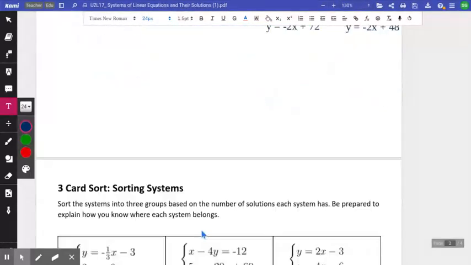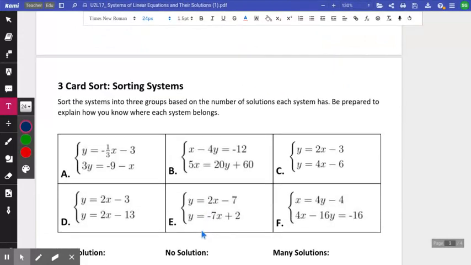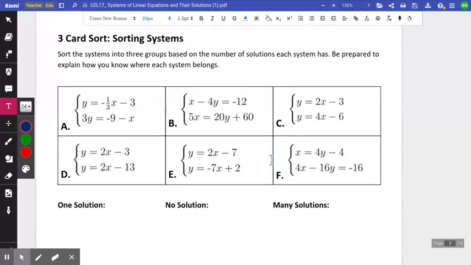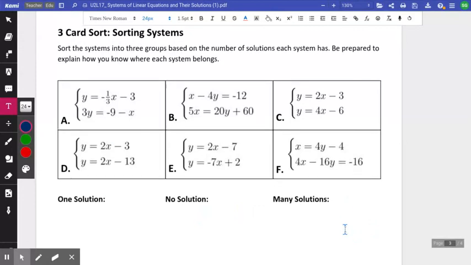This next part here is a great opportunity for us to practice all of these observations we've been making, specifically around structure. This activity here says sort these systems into 3 groups based on the number of solutions each system has. Be prepared to explain how you know where each system belongs. So we've got these systems here that we're going to be sorting into systems that have one solution, systems that have no solution, and systems that have many solutions.